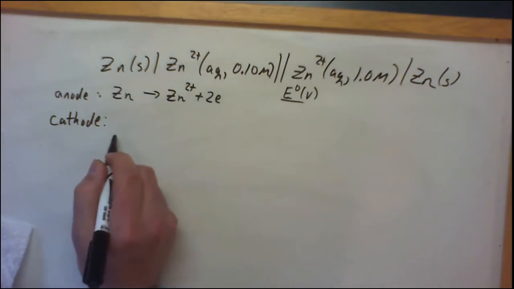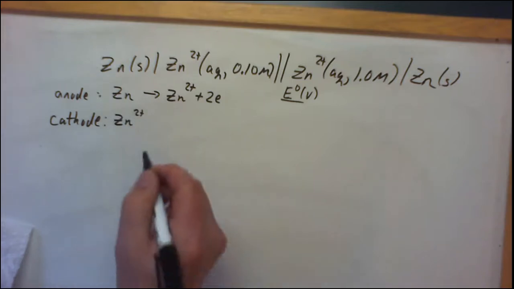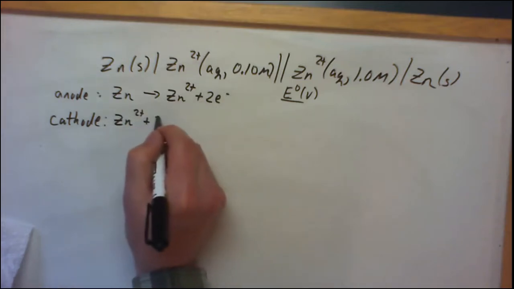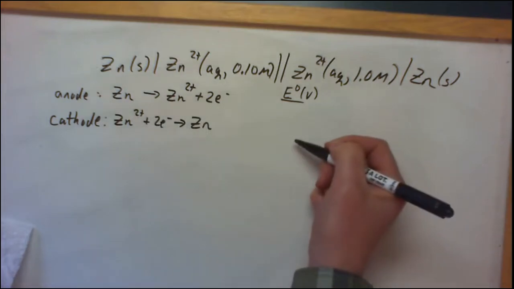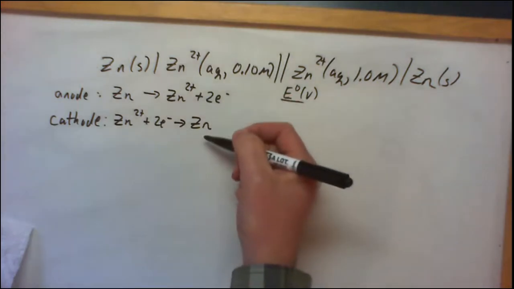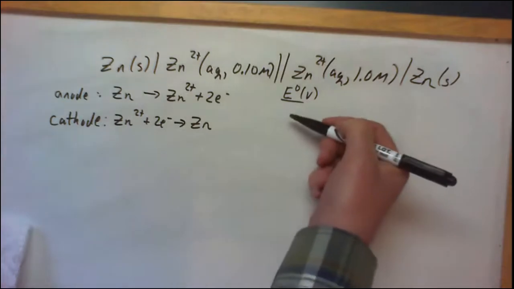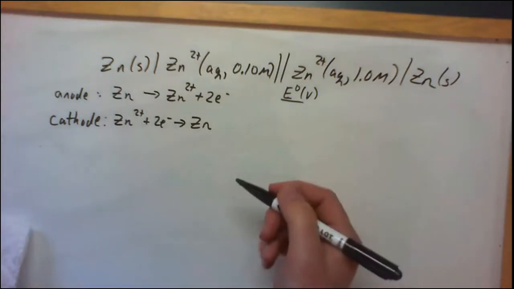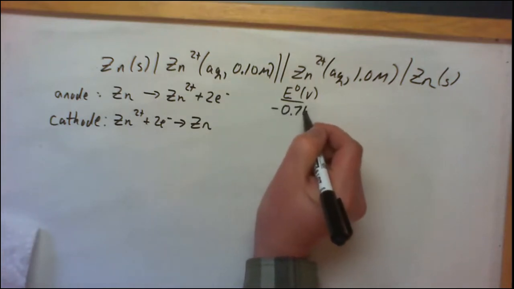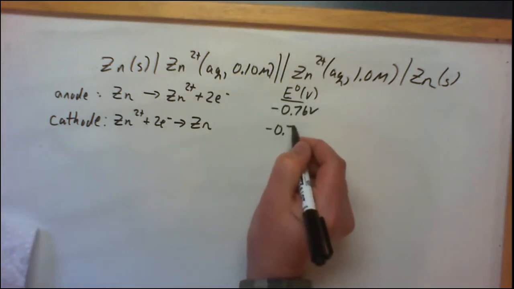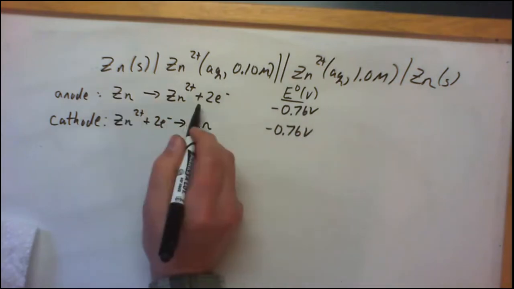And the cathode is where reduction takes place. So that would be zinc 2+ on the cathode side, accepting those 2 electrons to become reduced to elemental zinc. The electrode potentials for both the anode and the cathode are identical to one another because we always define the electrode potentials as the standard reduction potentials. This value is negative 0.76 volts for both these processes. Remember, this is defined as a reduction potential, even though, as we know, oxidation is actually what occurs at the anode.